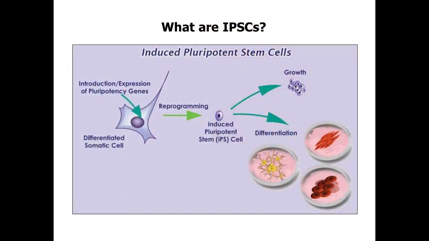So to begin with, I'd like to give you a brief introduction. So what are the iPSCs? iPSCs are differentiated cells that have been reprogrammed back into embryonic stem cell-like cells with ectopic expression of defined factors. These iPSCs show properties of self-renewal, as well as they can be differentiated into any type of cell in the body.